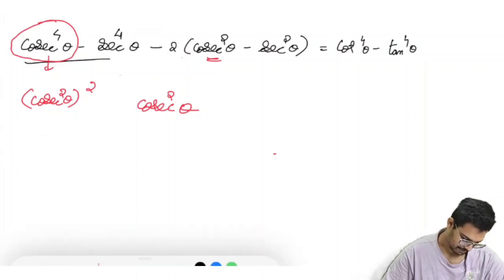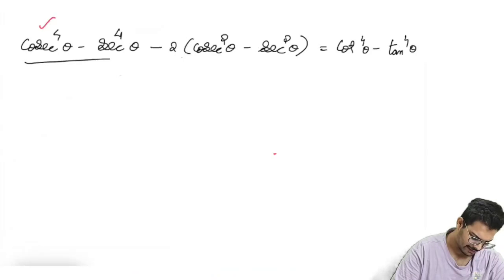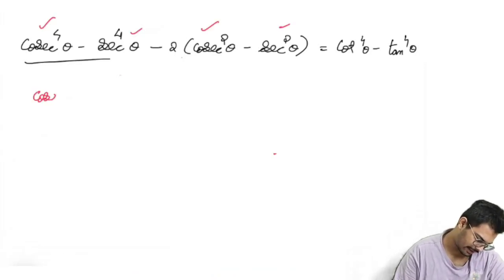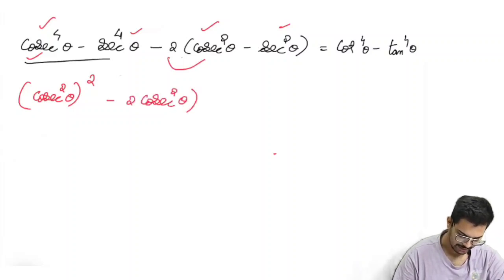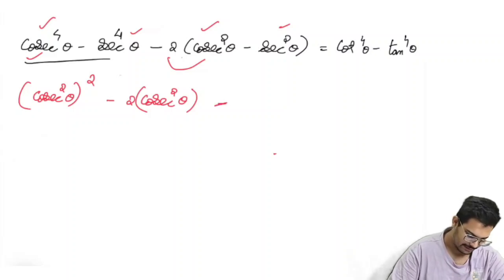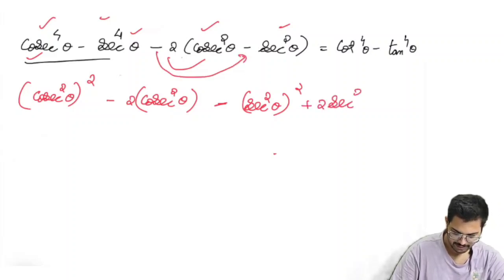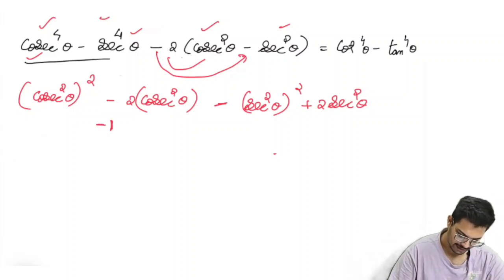So I will explain. First of all, when you observe this question closely, I am bringing these cosec terms together and sec terms together first. That is, cosec raised to 4 theta can be written as cosec square theta the whole square. Now this will be minus 2 cosec square theta. And these terms will be minus sec square theta the whole square, and minus of minus will be plus 2 sec square theta.